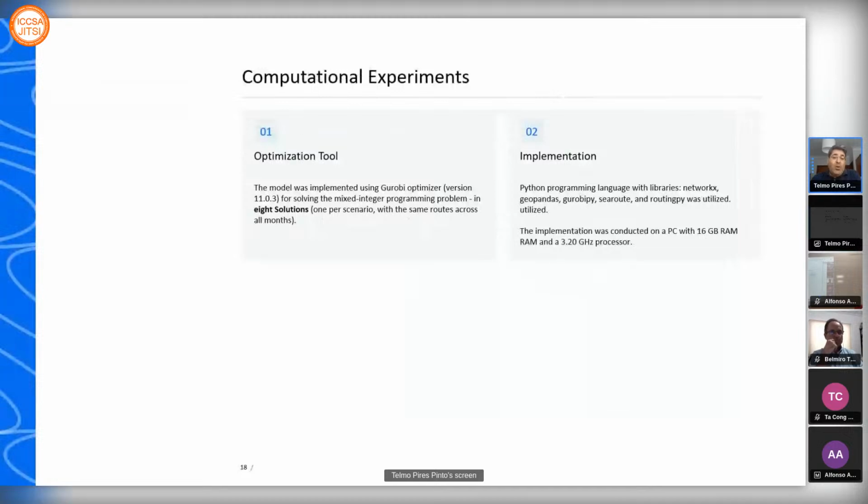In this slide, we provide an overview of the key components involved in our optimization model implementation. The optimization tool used was the Gurobi optimizer. Our programming framework is based on Python, using several important libraries for graph analysis, for instance, for geospatial data handling, and so on. The implementation was run on a PC with these components and this type of processor.